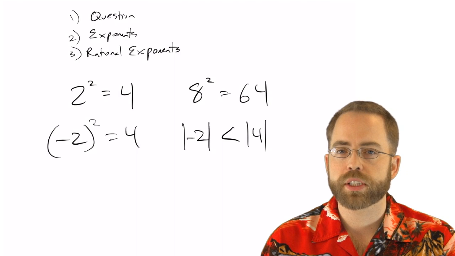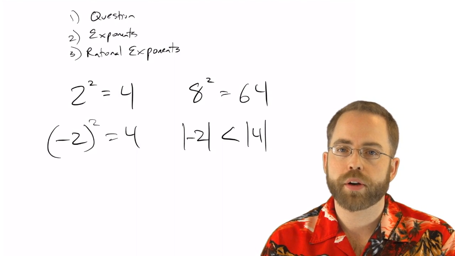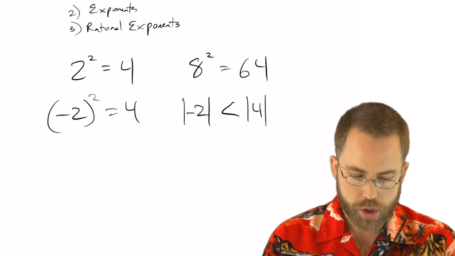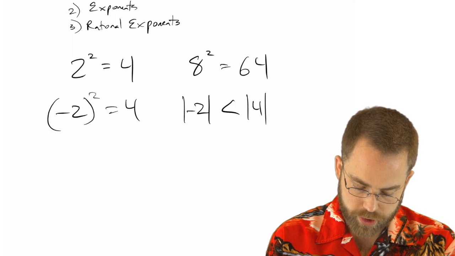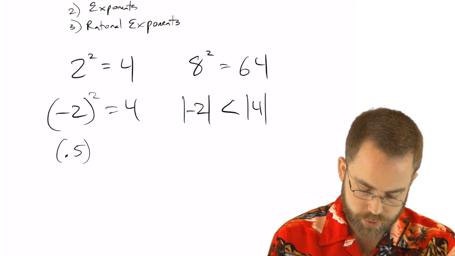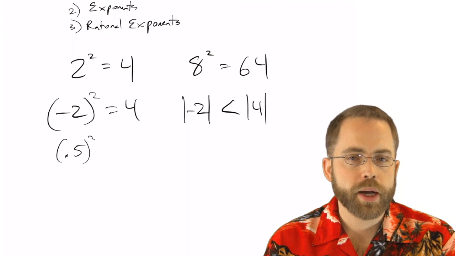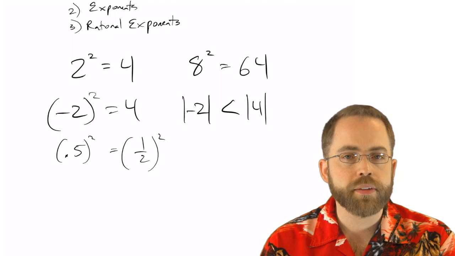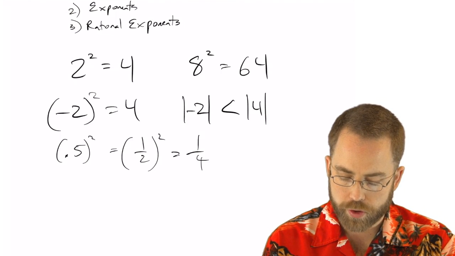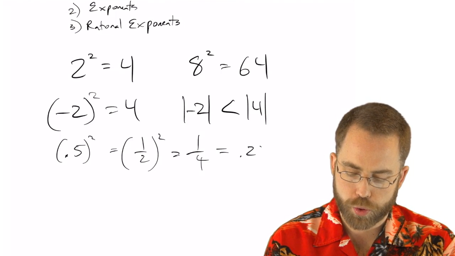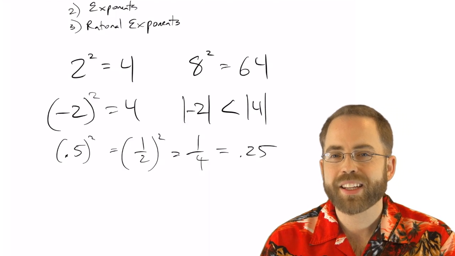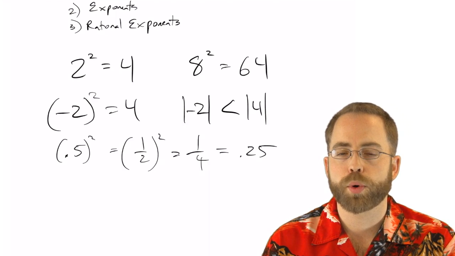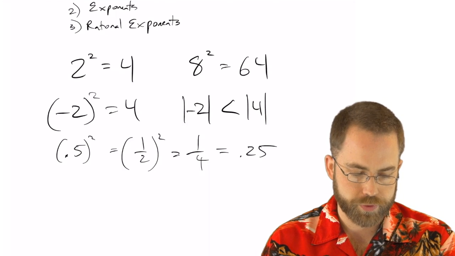And unfortunately, there is a class of numbers that we are forgetting when we think that way. So, for example, what about 0.5 squared? Well, you might think of that as saying, what is half squared. And a half times a half is a fourth, which as a decimal is 0.25. And I think it's pretty clear that that has gotten smaller. 0.25 is smaller than 0.5.